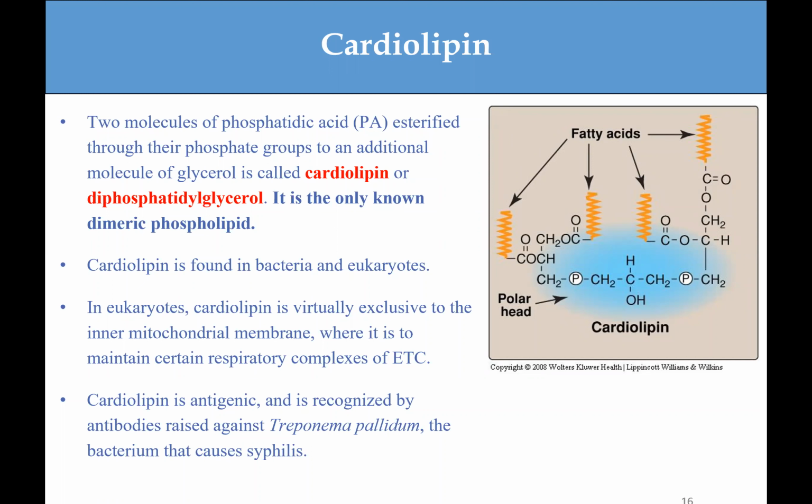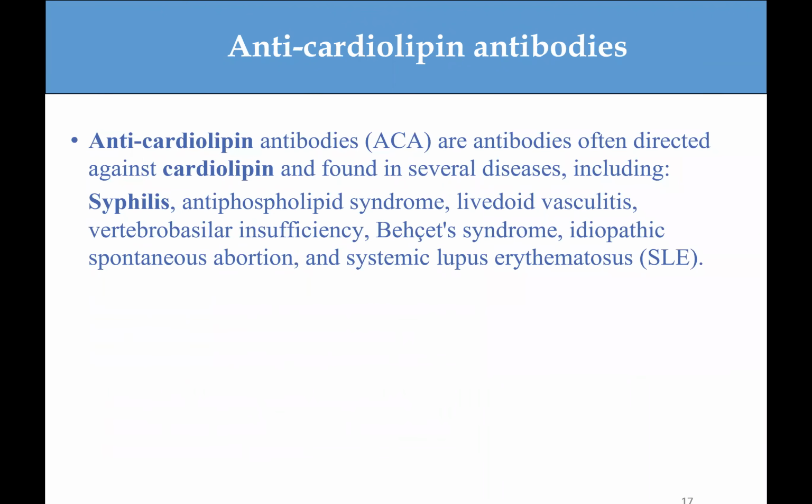Cardiolipin is antigenic. So if it goes outside, the body can recognize it as not its own, and antibodies can attack it. Antibodies against Treponema pallidum, the bacteria that causes syphilis, can also attack cardiolipin, and that can be a problem because we all have cardiolipin inside our bodies. So that would be antigenic.